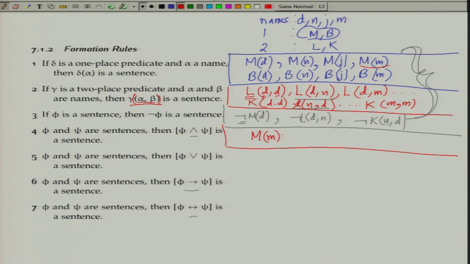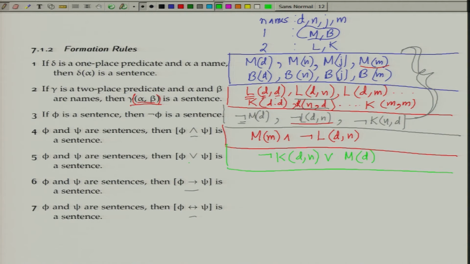By following this rule, we can make this sentence, and we take this sentence and negate it: neg L D N. This sentence we make by following rule 4. So by following rule 5, we can make this sentence. We can have neg K D N, or just something very simple, M D. So now you can have many sentences because you are introducing logical connectives.